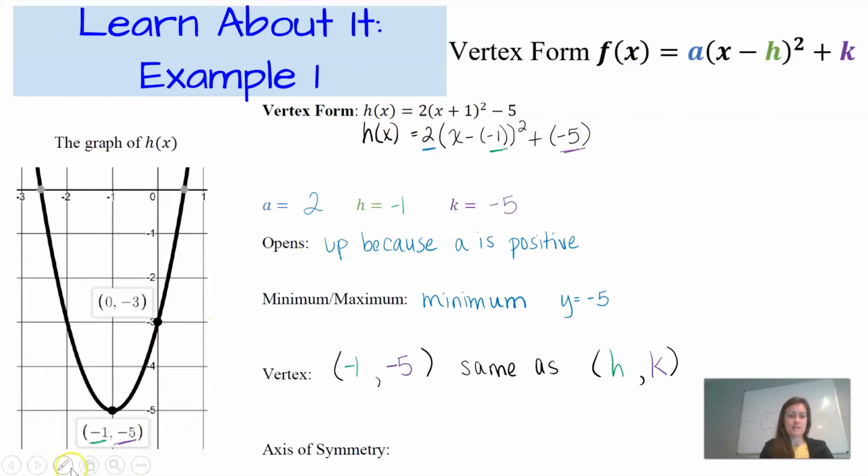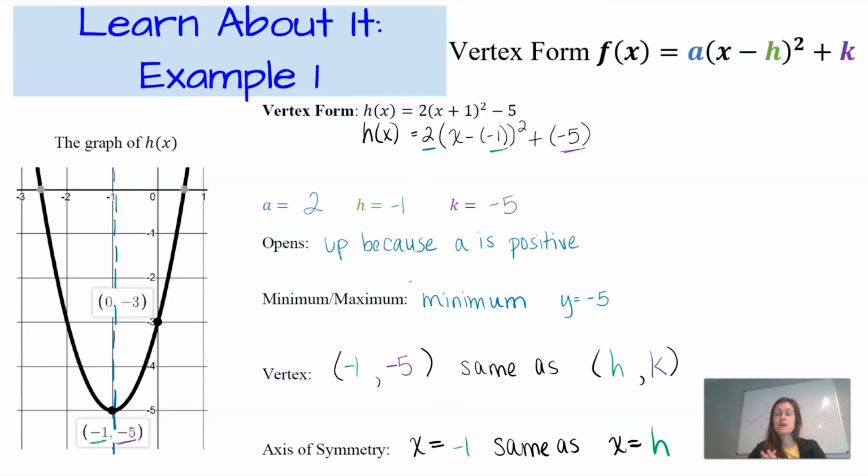The last thing that I want to identify is the axis of symmetry. So first I'm going to draw that on my graph of h of x. Let me draw the line for the axis of symmetry. So that happens right here along the line x equals negative 1, which is the same as x equals h.